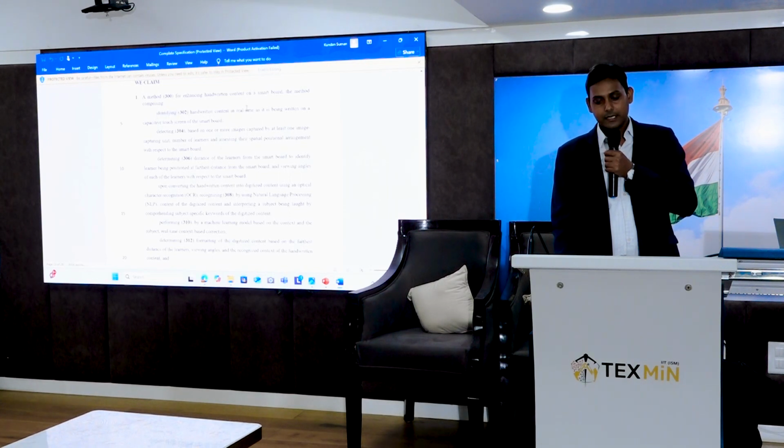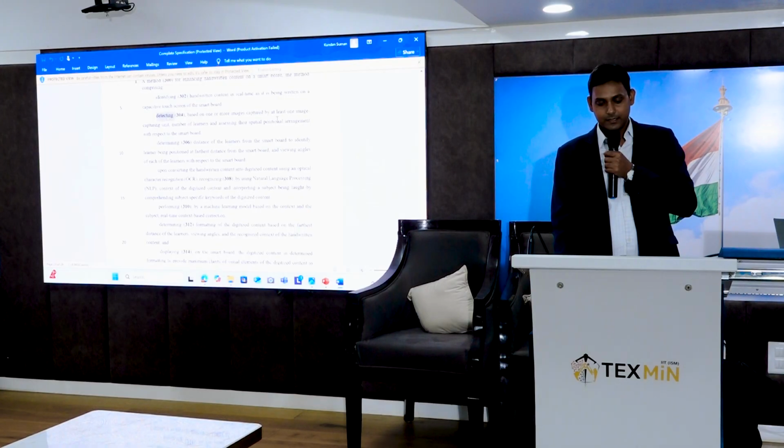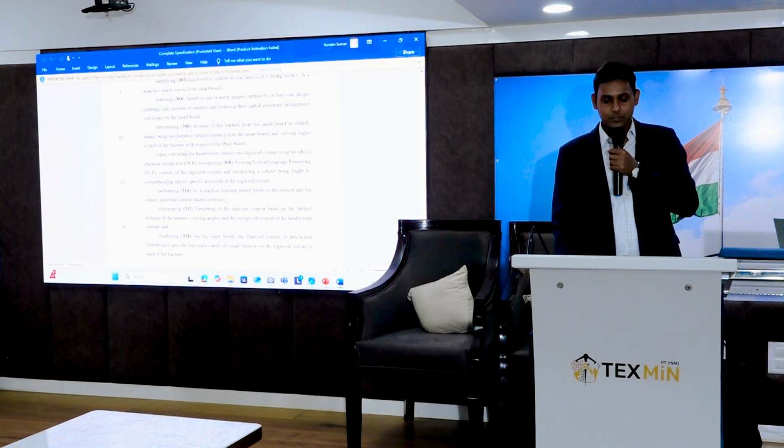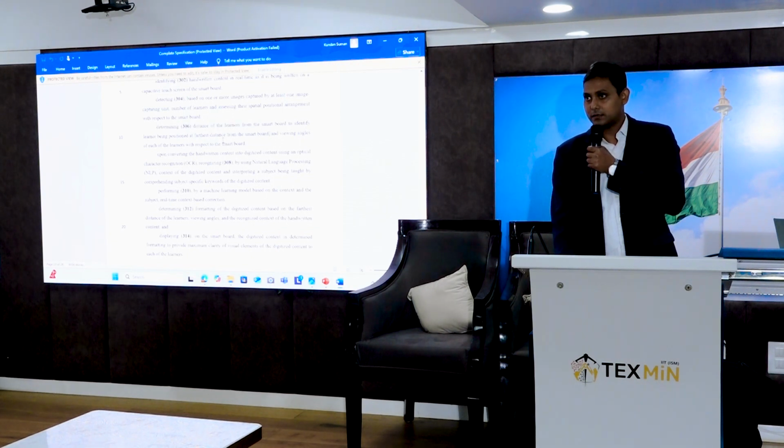Handwritten content in real time as it is being written on a capacitive touch screen. Then after identifying, it is basically detecting a number of learners and assessing their spatial positional arrangement with respect to the smartboard. Then determining the distance of the learners from the smartboard to identify the learner positioned at the farthest distance from the smartboard, and the viewing angles of each of the learners with respect to the smartboard.